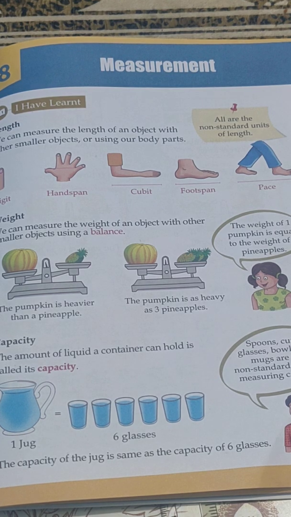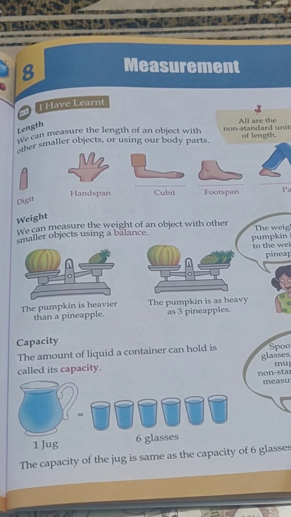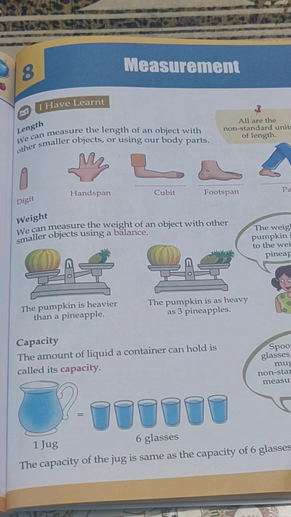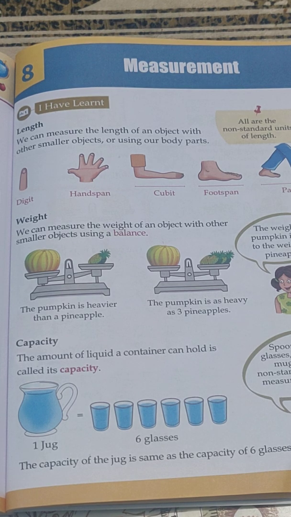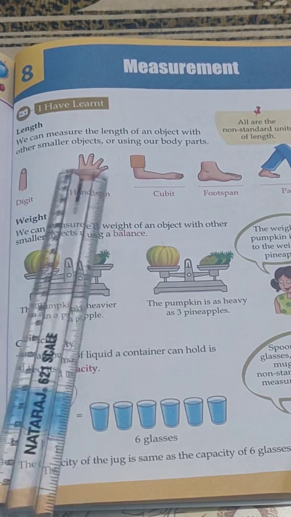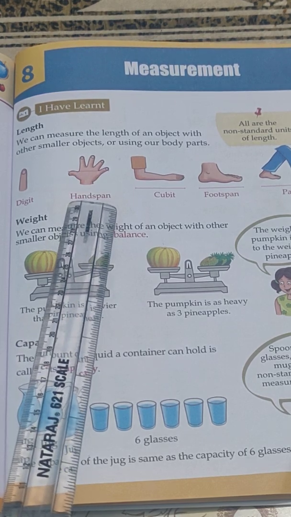When we use our finger, we call it digit. 1 finger, 1 digit. 2 fingers, 2 digits. 3 fingers, 3 digits, like this. And when we have to measure the length of an object with our hand, we extend our hand, the distance between our thumb and little finger, that is called a hand span. Thumb and little finger, the distance covered by this is called hand span.